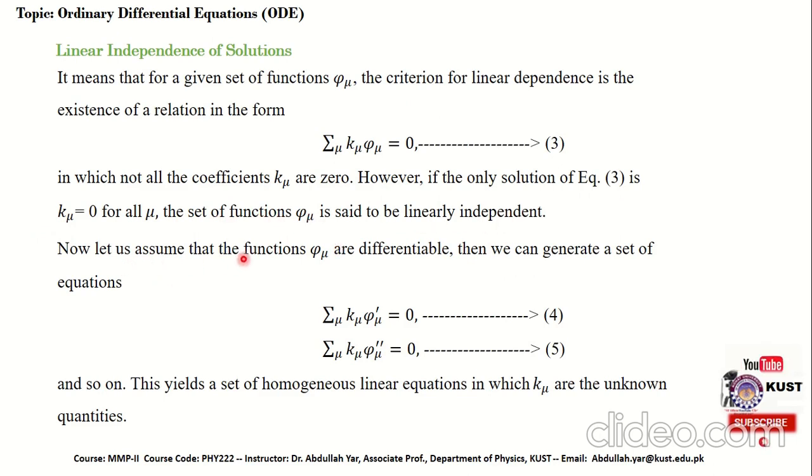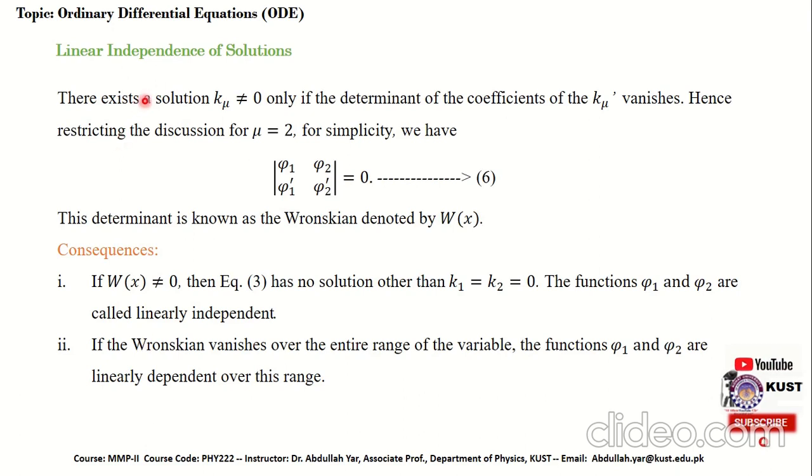Now let us assume that the functions phi mu are differentiable. Then we can generate a set of equations: sum over mu k mu phi mu prime equal to 0, sum over mu k mu phi mu double prime equal to 0, and so on. This yields a set of homogeneous linear equations in which k mu are the unknown quantities. So there exists a solution k mu not equal to 0 only if the determinant of the coefficients of the k mu's vanishes.